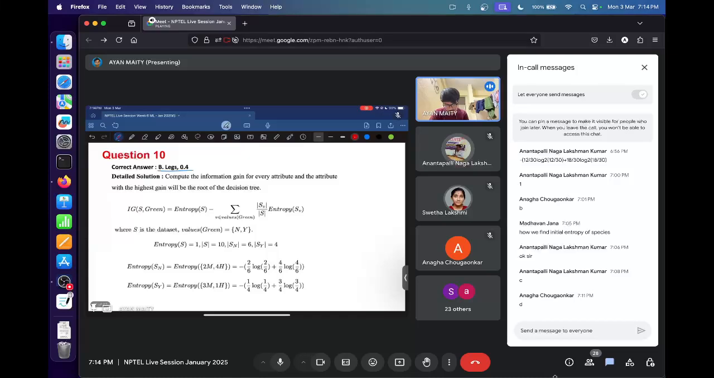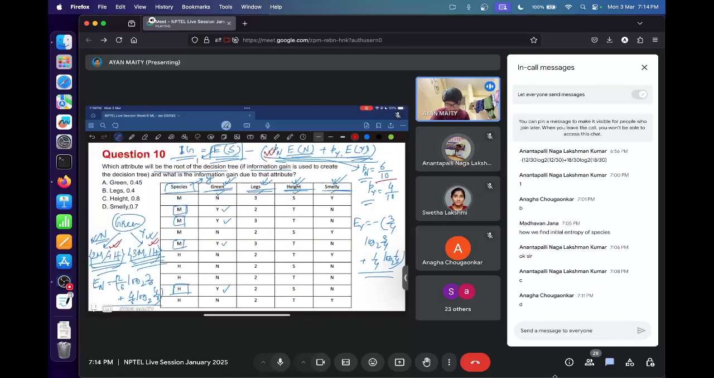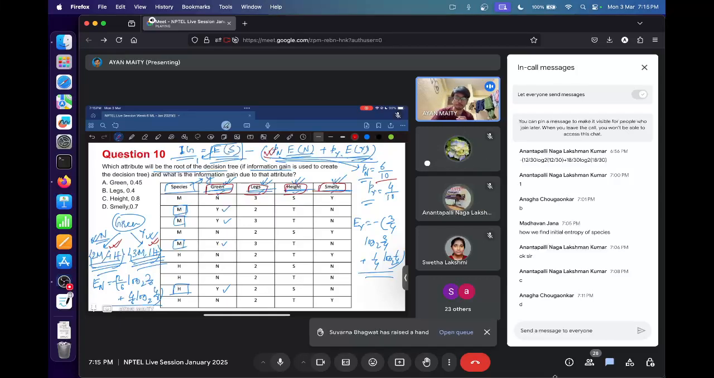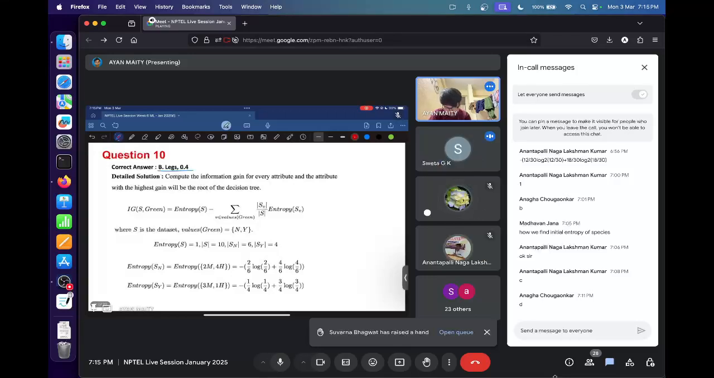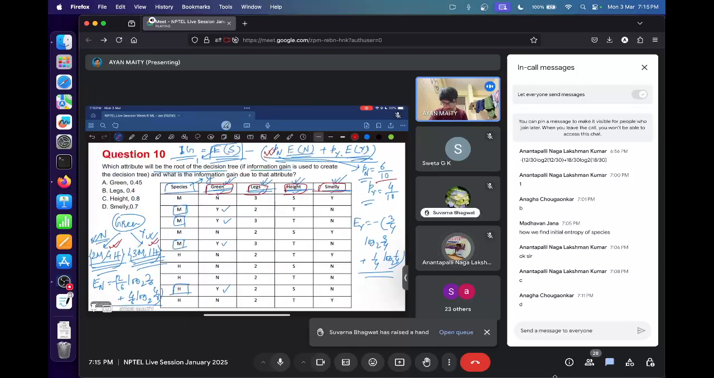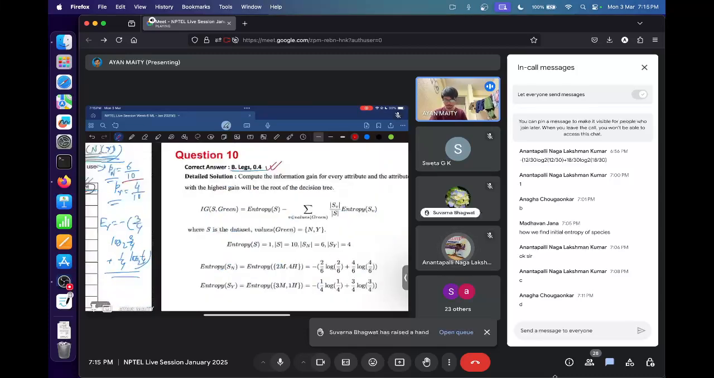So if you compute these information gain values for each of these 4 attributes, green, legs, height, smelly, not for the target variable attribute, you don't have to compute it for the decision variable species. You have to compute this only for the input attributes. There are 4 input attributes: green, legs, height, smelly, and whichever has the highest value would be taken as the root. And if my calculations are right, it should be legs, 0.4. 0.4 is the information gain value for this.